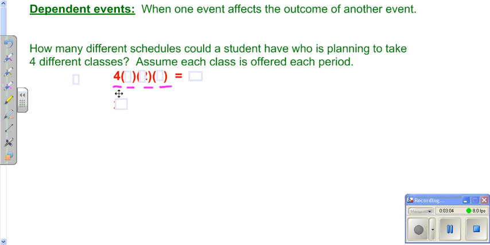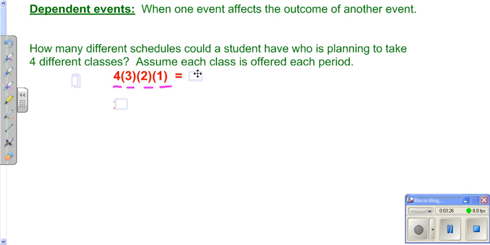But now one class has been used up here. How many classes do you have left to choose from for your second class? Well, since one was used, you only have 3 left. So now 2 of them are used here. How many classes are left for the third class? Only 2 of them left. 3 have been used. That means there's only 1 left for the last one.